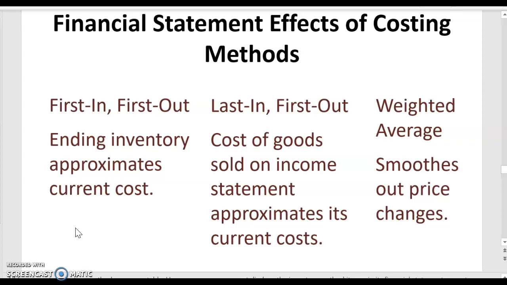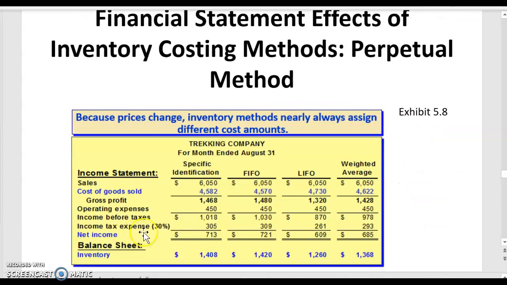So the current costs are either in ending inventory, first in, first out, or cost of goods sold, last in, first out. Weighted average smooths out those price changes, so it falls between the two. It smooths the price changes over all of the goods.